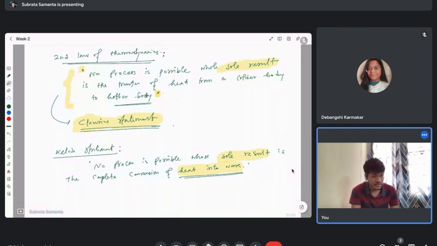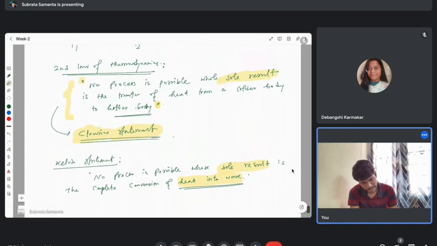They are not connected, because the Clausius statement tells about the direction of the heat flow, and the Kelvin statement tells about the transfer from one form of energy to another. So which is possible and which is not possible in these regards.